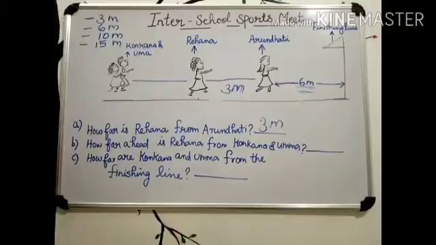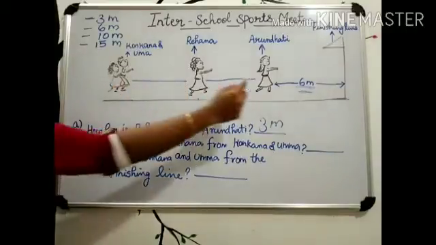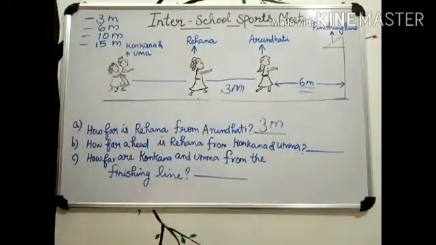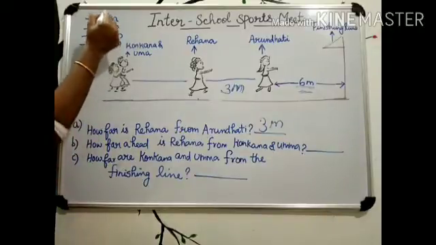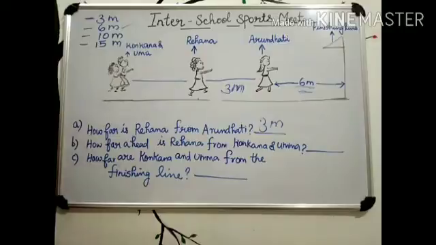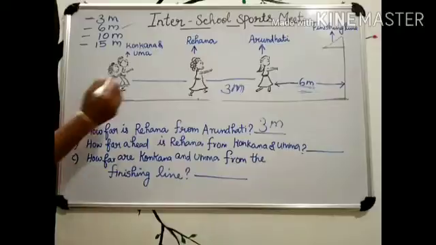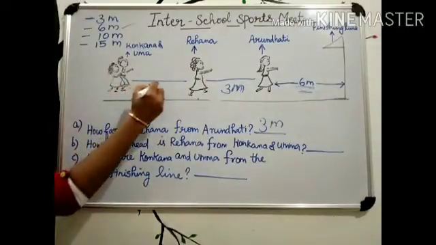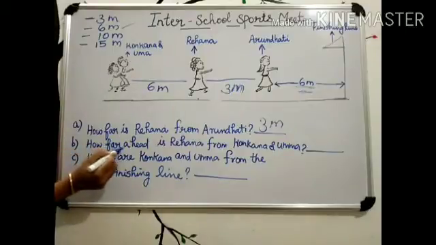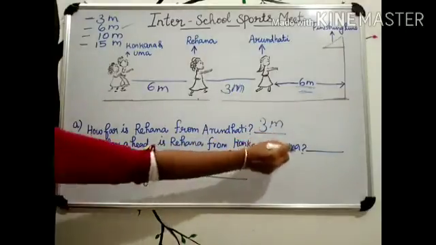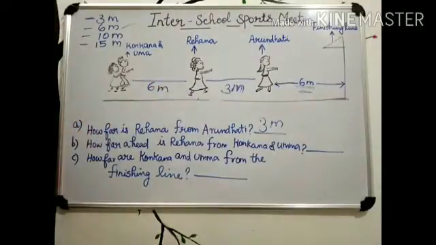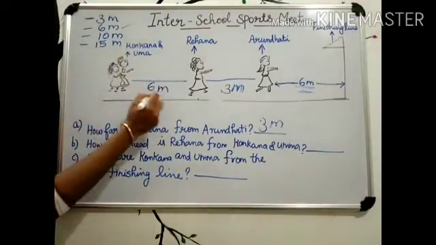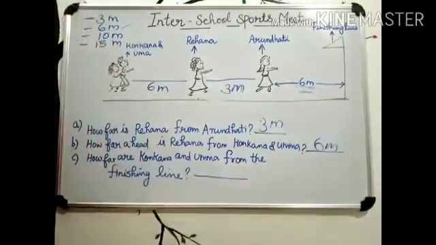You just think, see these distances and this distance are considered the same. Okay. So in these distances, you can select this 6 meter. Okay, so the distance between these girls is 6 meter. So how far ahead is Rahana from Konkana and Uma? That is 6 meter. Understood?